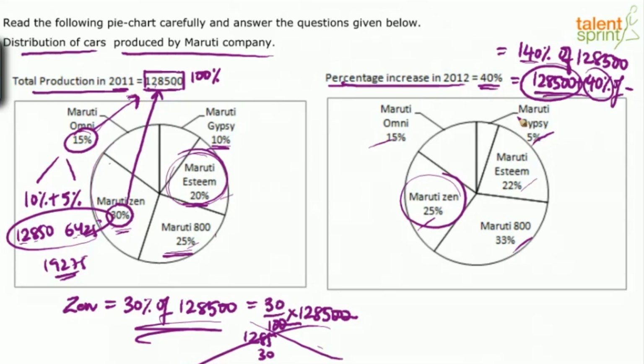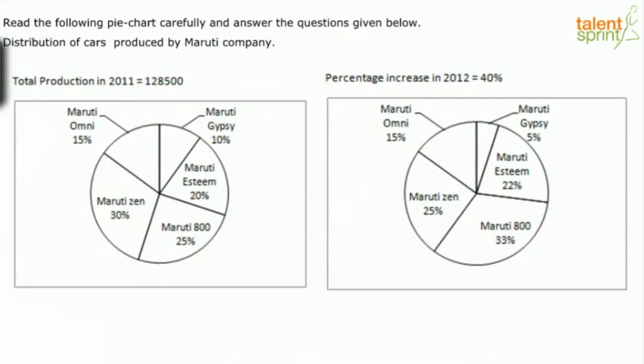Clear? So I think that's about the data. Very clear. We can find out the different types of cars produced in 2011 and different types of cars produced in 2012. All right. Let's look at the questions now. So I'll present the questions to you one after the other. I'll give you 1 minute per question, and then look at the solution. Okay.